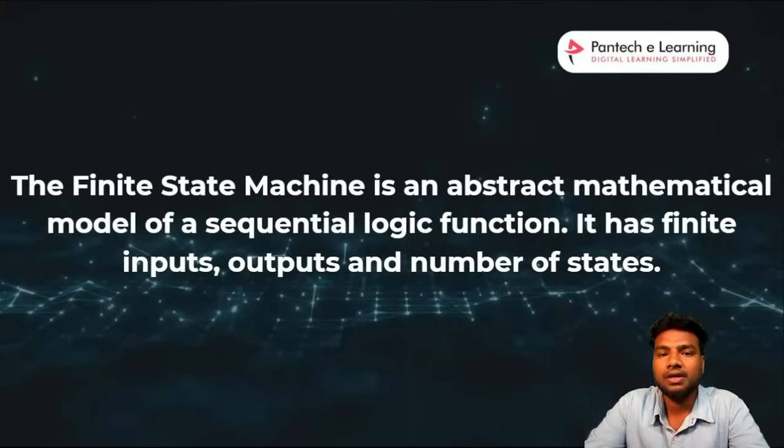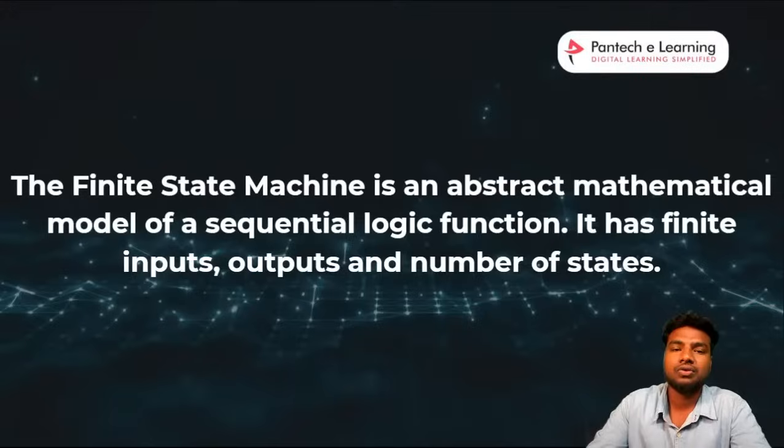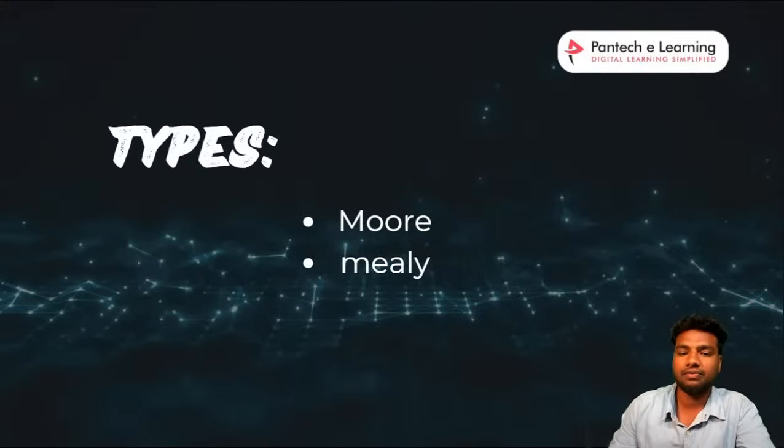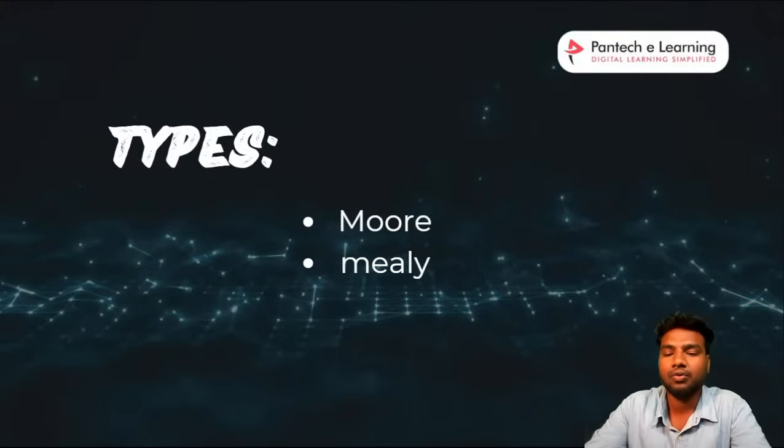But it must contain a finite number of states. We know how many states it has, based on our condition. We know the states, we know the inputs, and we know the outputs, so we can say that it is a finite state machine. It has two types, Mealy and Moore.